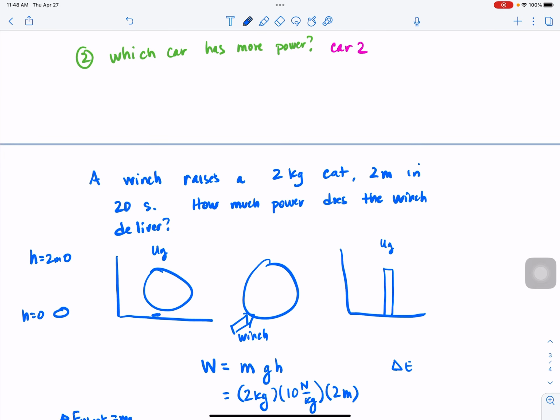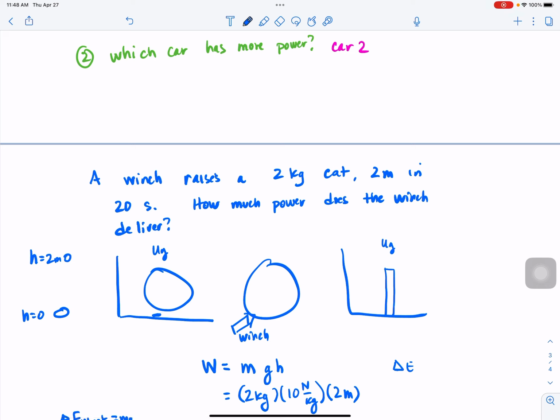So how do we solve power problems? Like I said, I'm going to do a really quick example. So if you want more, you should listen to Jack on Positive Physics. So we have this example: a winch raises a 2-kilogram cat 2 meters in 20 seconds. How much power does the winch deliver?